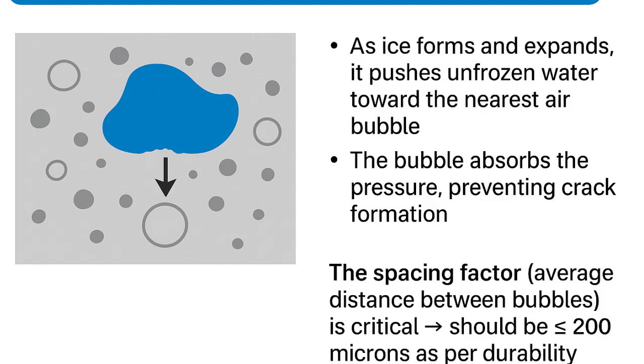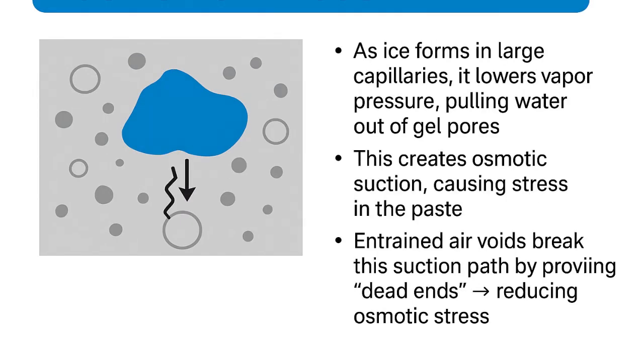These bubbles absorb the pressure, preventing crack formation. This spacing factor is critical and should be less than 200 micron as per durability requirement. Now, this air entraining agent also works another way, that is osmotic pressure relief. And what is that? As ice forms in large capillaries, it lowers vapor pressure, pulling water out of gel pores.